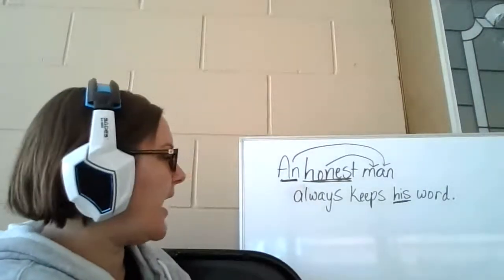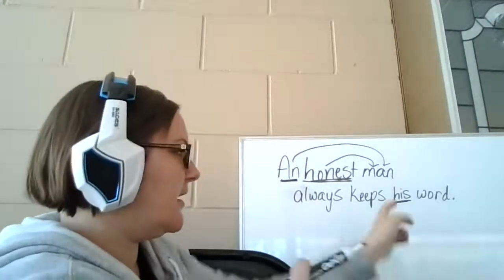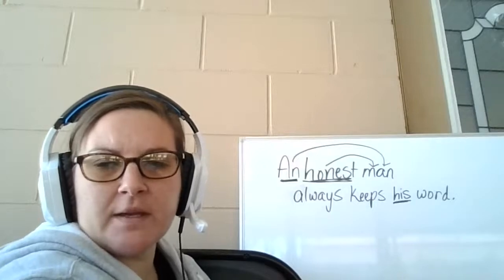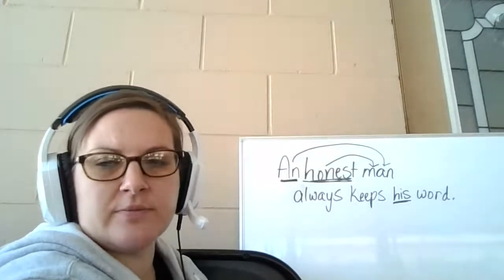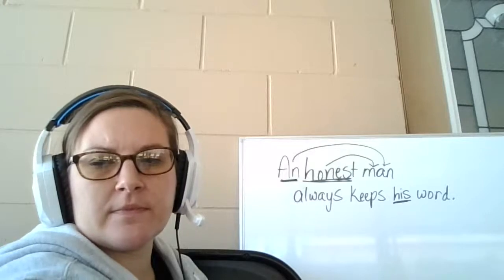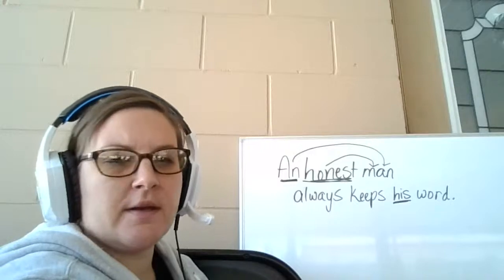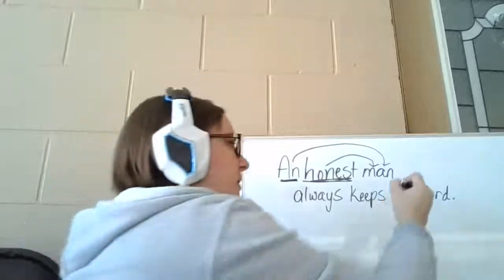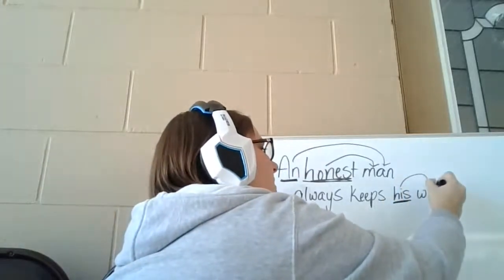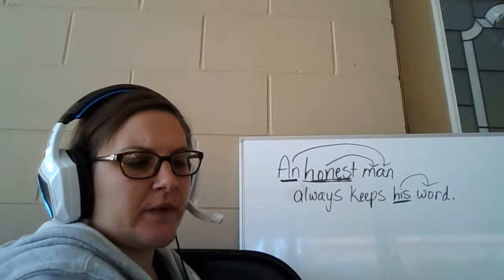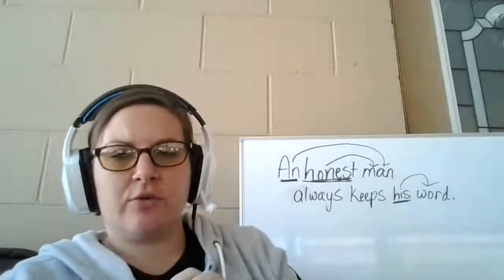Okay, now we have one more. His. His what? What is his showing? It's describing what? His word. His is describing word. Very good, Kamsky. His word. So you're going to draw an arrow like that. Okay. All right. Now let's look at number 2.